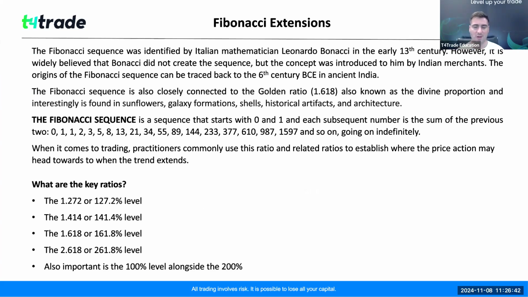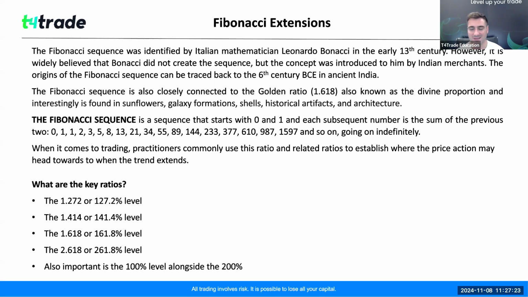The Fibonacci sequence was identified by an Italian mathematician named Leonardo Bonacci around the 13th century. However, it was widely believed that this concept was introduced to Bonacci by some Indian merchants, who trace back their roots of this sequence, of this revelatory process of inventing it or just stumbling upon it in front of them.